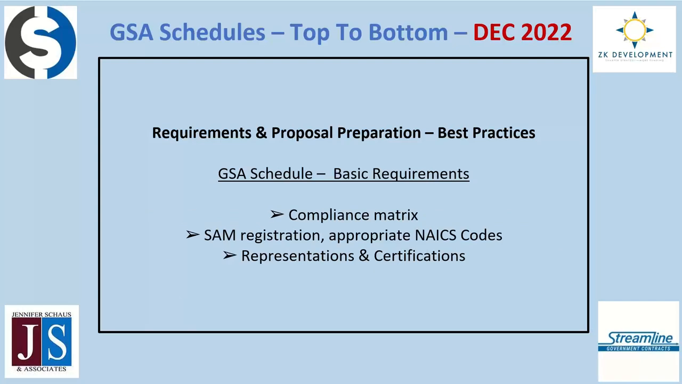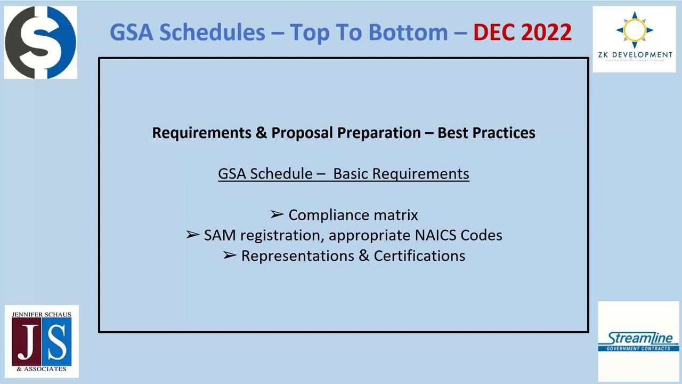The compliance matrix, this is for just getting onto the schedule. You want to make sure that you have something listed, whether it's an Excel spreadsheet or some other software that you use to ensure that you are basically checking the box on everything that GSA wants as far as the requirements. So that means reading the solicitation, because the GSA schedule is really a full and open RFP that anybody can read and respond to.